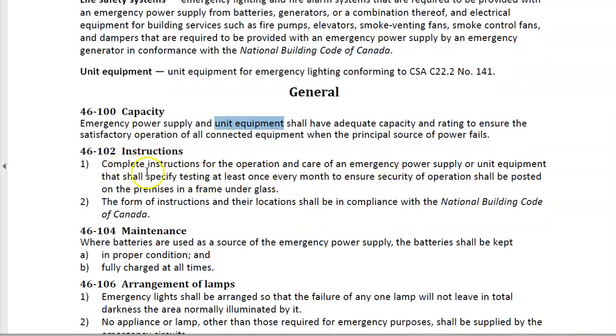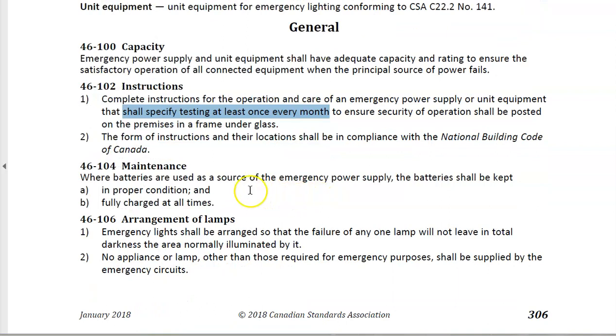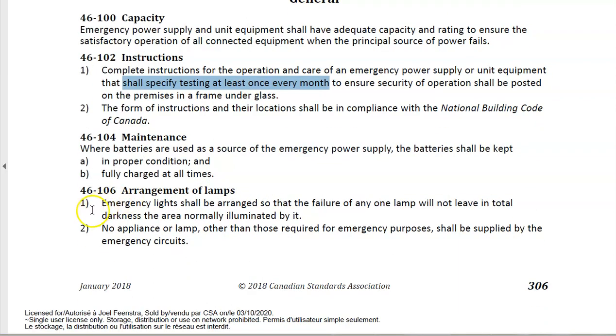Instructions, there has to be complete instructions. That instruction shall specify testing at least once every month. Every emergency equipment piece is supposed to be tested monthly. Maintenance, arrangement of lamps. 46106, emergency lamps shall be arranged so the failure of any one lamp will not leave in total darkness the area that would normally be illuminated by it. And no appliance or lamp, other than those required for emergency purposes, shall be supplied by the emergency circuits.